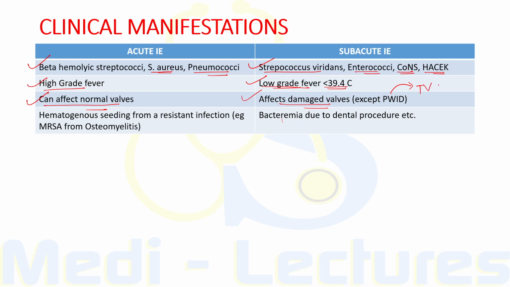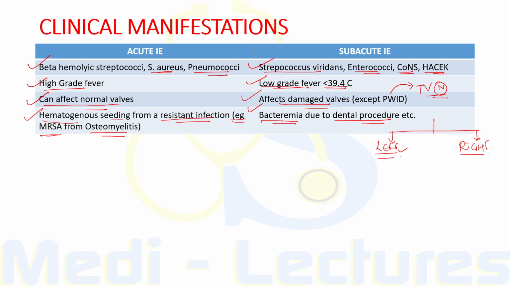In this, a normal tricuspid valve can also be affected. Acute infective endocarditis usually occurs due to hematogenous seeding from a resistant infection at a different site, like MRSA from osteomyelitis, while subacute occurs due to bacteremia due to dental procedure, etc., the classical pathogenesis which we have discussed in the previous slide. Now this subacute infective endocarditis, according to the clinical manifestations, is further divided into left-sided infective endocarditis and right-sided. So we will first discuss the left-sided infective endocarditis.